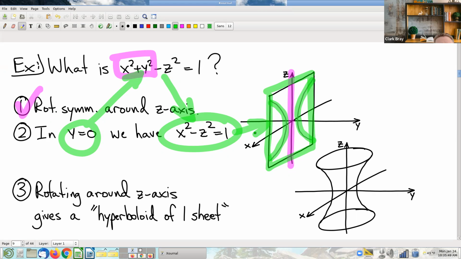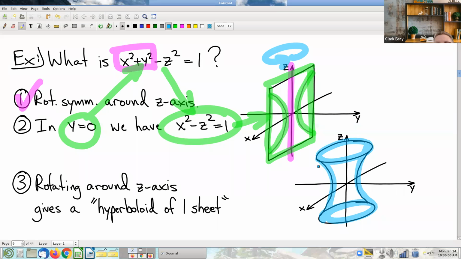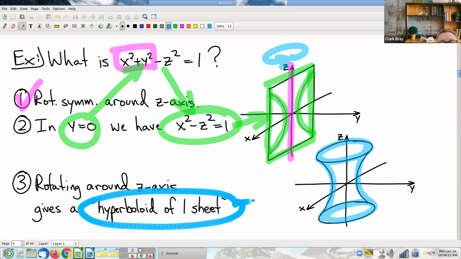We get that hyperbola. And I know that my surface that I'm looking for is a rotation of this around the z-axis. And so I just imagine rotating, and it makes this kind of... I don't know what to call that thing there. Well, I don't know what to call it other than the mathematical terminology, hyperboloid of one sheet.